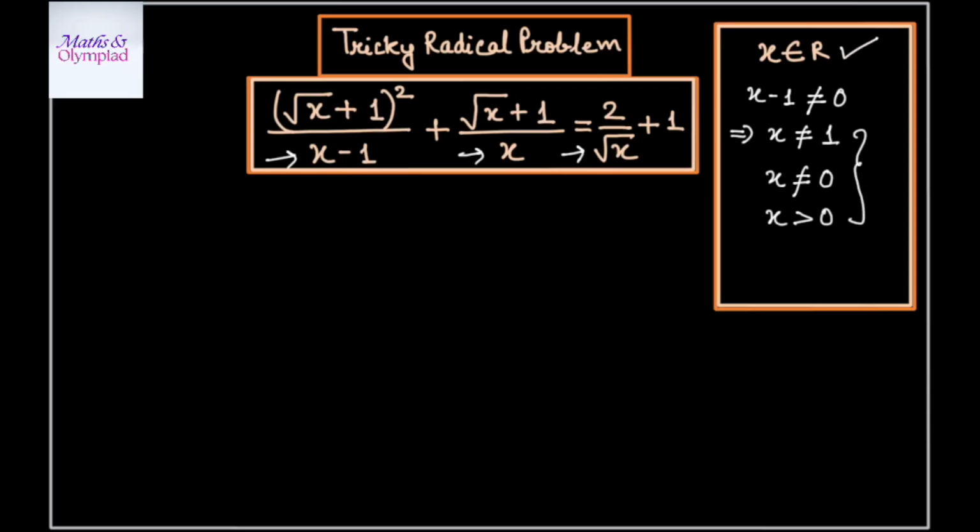So our combined condition is that we will accept all values of x greater than 0 but not equal to 0 and 1. So on that note, let's start by writing the solution.